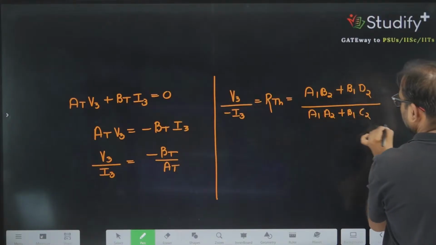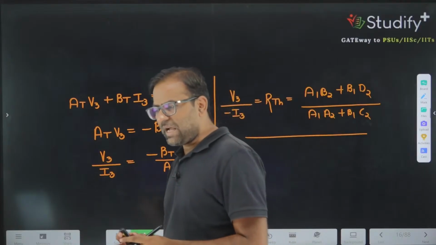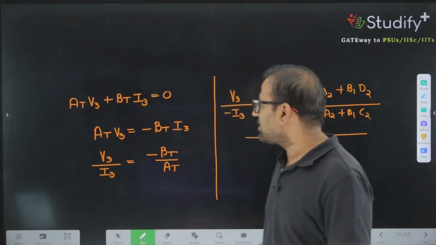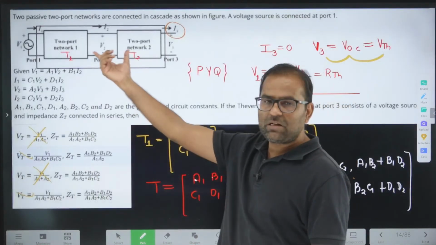And this value is Z equivalent. So the idea is very simple. They just want to check whether you are able to answer this or not, that when two parameters are given in the cascade, what is the resultant.